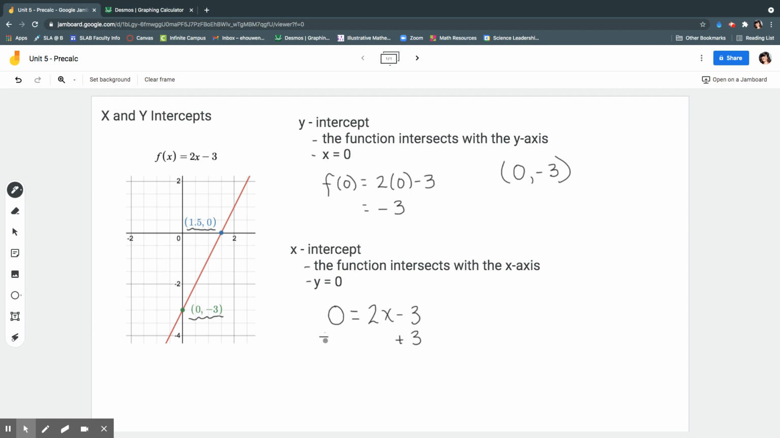So we would add 3 to both sides. 2x equals 3. And then we would divide both sides by 2. And we can see that x is equal to 3/2, which is the same as 1.5 in decimal form. So therefore, when you plug 1.5 into this function, you get out 0, which tells us that the x-intercept is (1.5, 0).